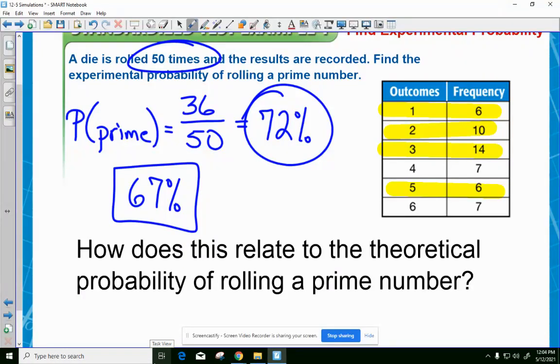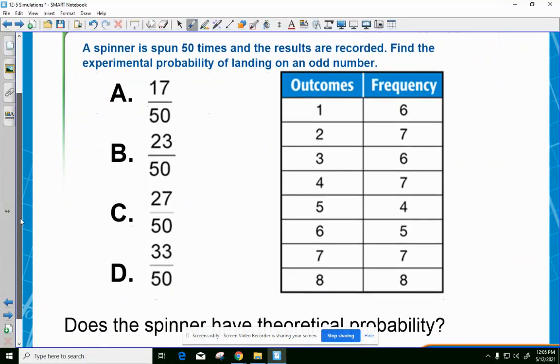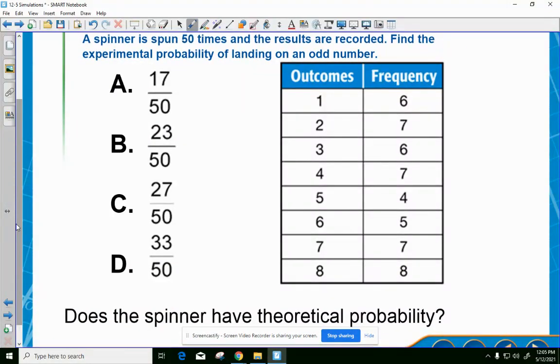The more times you complete an experimental probability, the closer it will get to its theoretical. Meaning, if I do this 100 times, I'm going to see this 72% most likely come down a little bit. As I do it 500 times, as I do it 1,000 times, we're going to see this start getting closer and closer to what should happen, because all of these choices in a theoretical situation are equally likely to take place. All right. Now, one more, and then we're going to shift gears into the idea of a simulation, because that's really what we're going to do today. Which one of those is right?